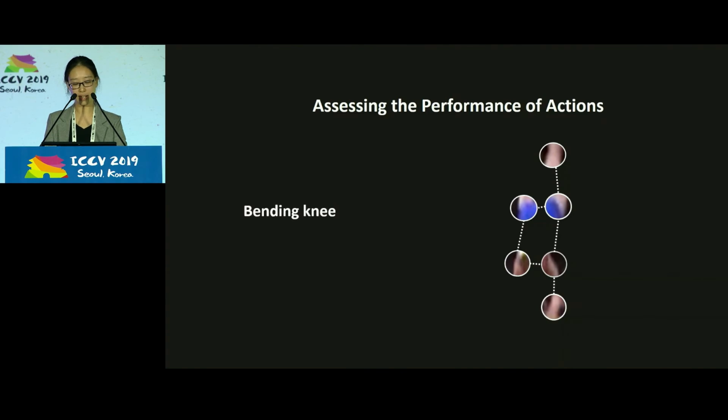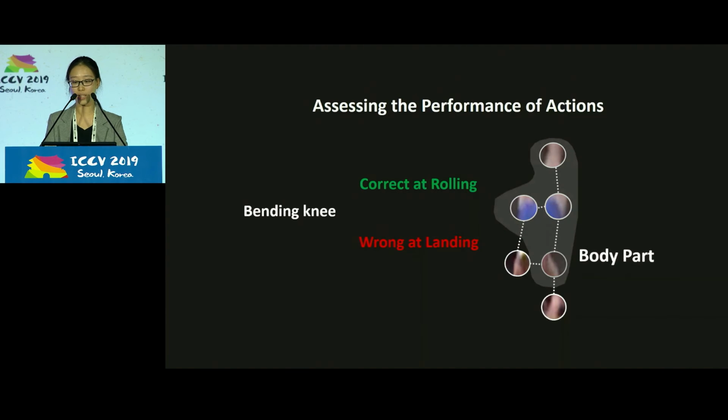Let's take diving as an example. Knee bending at the rolling stage is normal, when the ankle and hips are also bending. But knee bending can be a flaw at the water-entering stage, when the ankle and hips are stretching. Therefore, we analyze the interactive joint motion patterns within body parts instead of analyzing each joint independently. But how do we represent the body part?